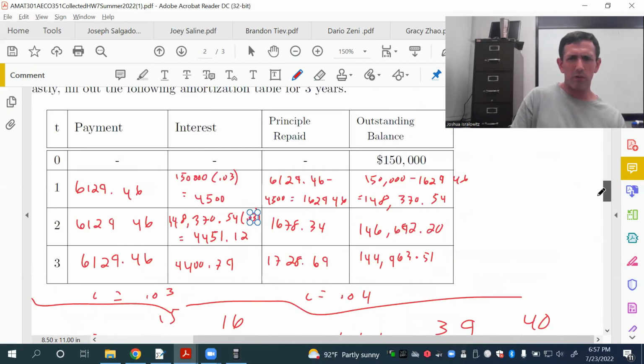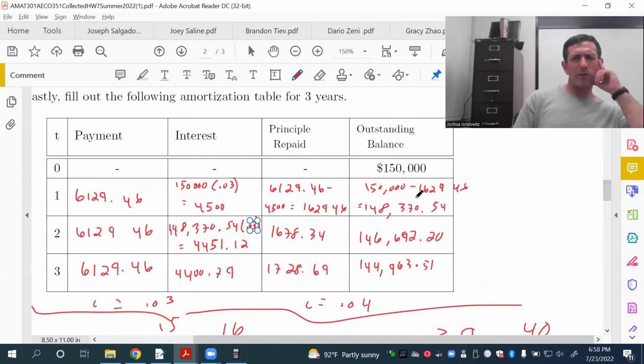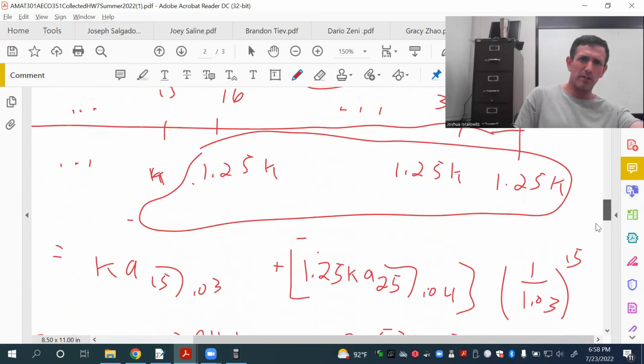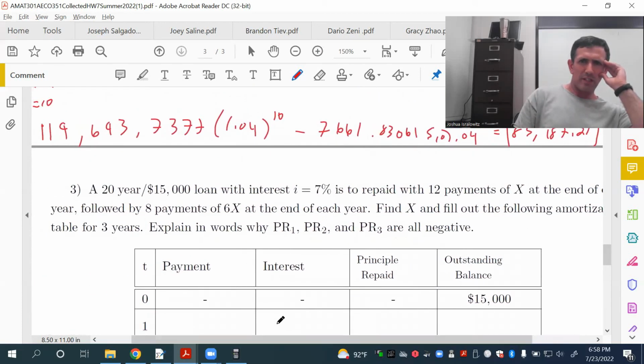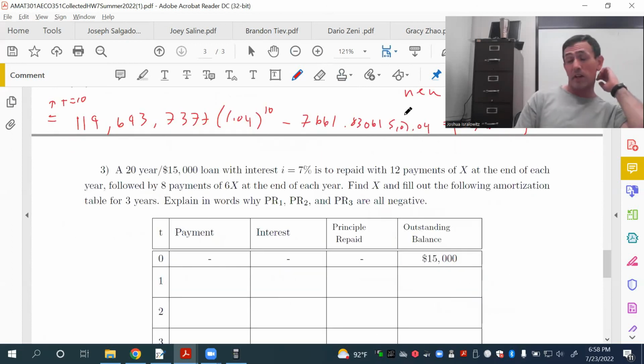Yeah, actually, real quick, one person did 150,000 plus 1629.46. It's always minus. You're always subtracting off from your outstanding balance unless the principal repaid is negative, but still you're subtracting off a negative number then, which makes it plus like we do in this example. Okay, so yeah, interest capitalization problem. And very practical to understand this and to be very careful to avoid this kind of situation if you can.